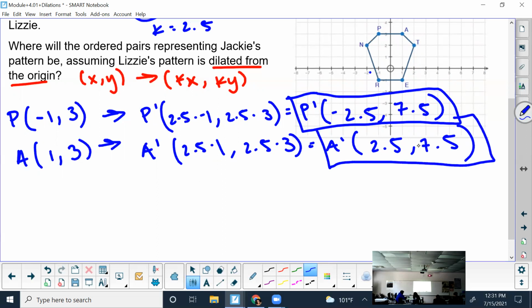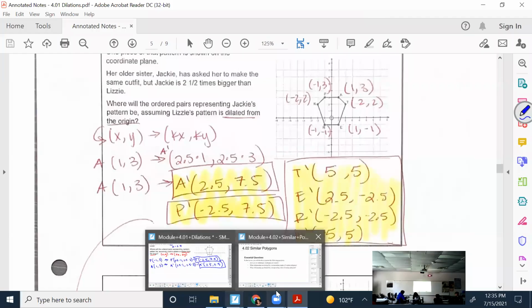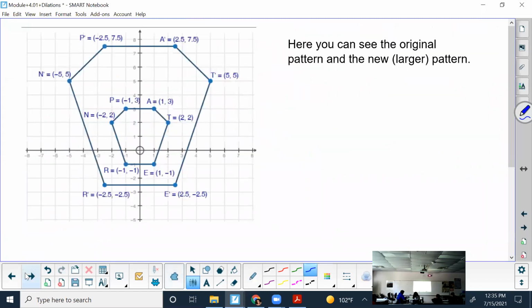Now find it for T, E, R, and N on your own paper. Maybe a minute or two. If you look down on your notes, here's the answer. So this is what it looks like once we plot all of those points. All we did was multiply 2.5, the scale factor, times the x and y.